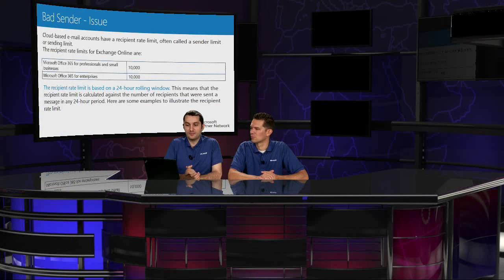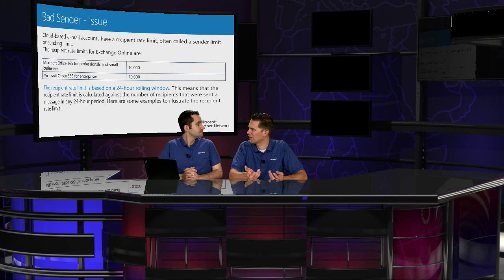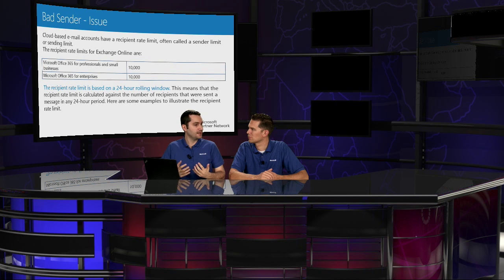Okay, let's talk now about bad sender and this specific issue. So, what is a bad sender issue? I heard about that. Yeah, it's a specific issue that is impacting some customers when some users inside the company are sending out so many messages during the day. As you know, Exchange Online and Exchange Online Protection have particular limits in the number of messages that you can send out in a specific amount of time.